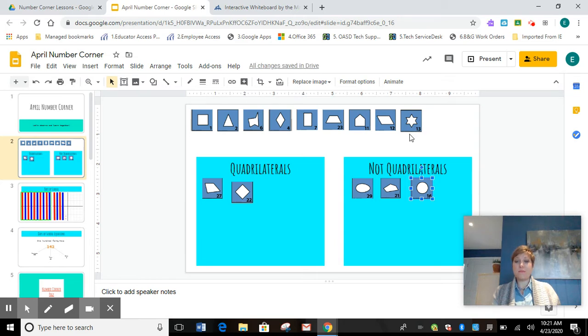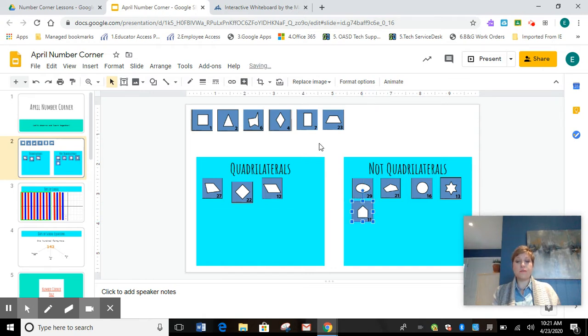What about this shape? Nope, this shape has way too many sides to be a quadrilateral. It has more than four sides and more than four vertices. What about this shape? Yes, a parallelogram is a type of quadrilateral. What about this shape? Nope, a pentagon is not a type of quadrilateral. What about a trapezoid? Yes, a trapezoid is a type of quadrilateral.